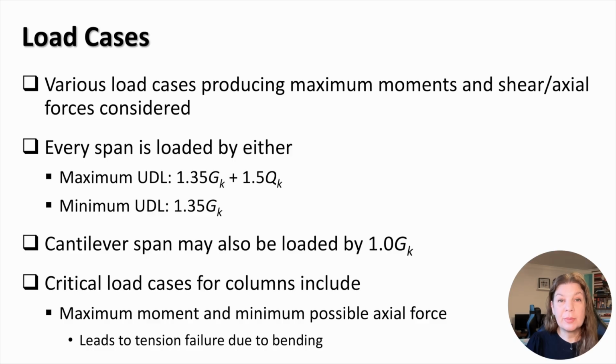Various load cases producing maximum moments as well as shear and axial forces should be considered. Every span is loaded by either the maximum uniformly distributed load, equal 1.35 times the permanent load plus 1.5 times the variable load, or the minimum uniformly distributed load of 1.35 times the permanent load. Cantilever spans may also be loaded by the permanent load only. Critical load cases for columns should also include maximum moment and minimum possible axial force. This case leads to tension failure due to bending.